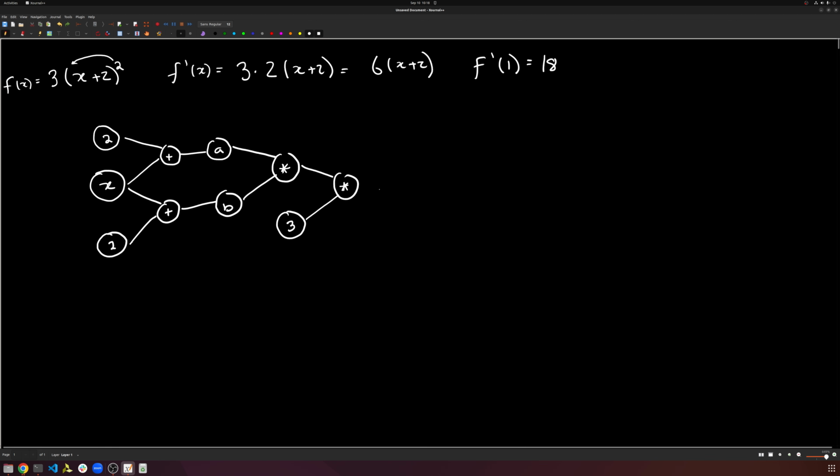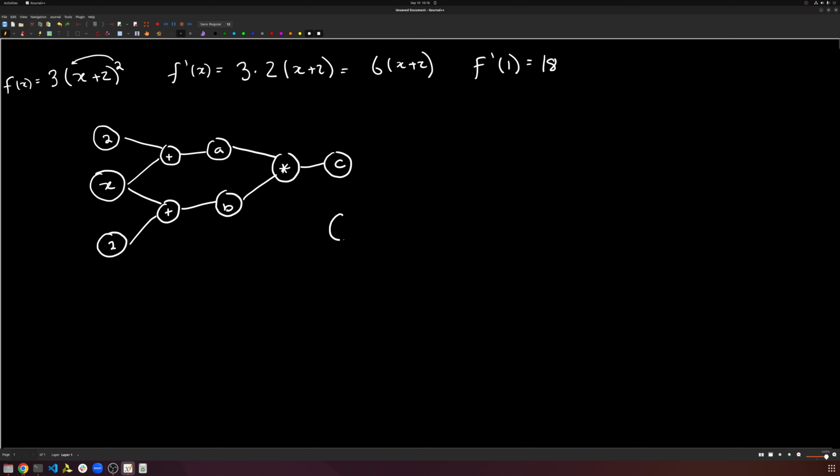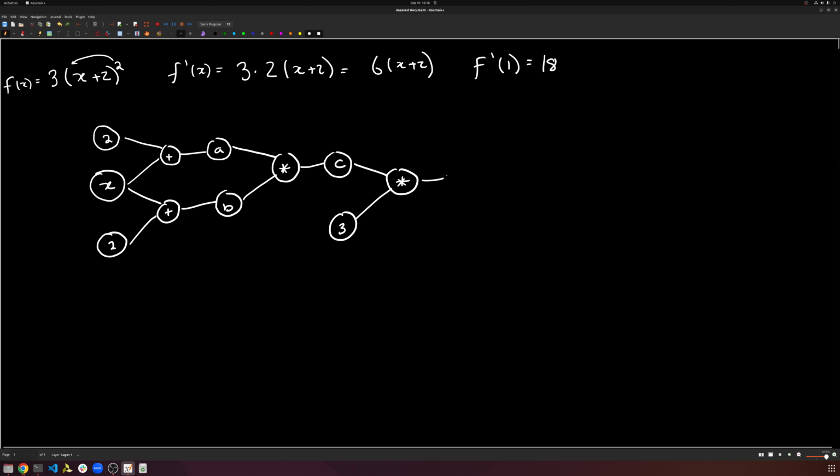Another multiplication operation. And actually, let's make this a little bit clearer. We're going to say the output of this a times b is c. I'm just going to give them some temporary variable names just so it's clear. And then we're going to multiply these two things together. Another multiplication operation to provide y, right? My output, or f of x, whatever, doesn't matter.